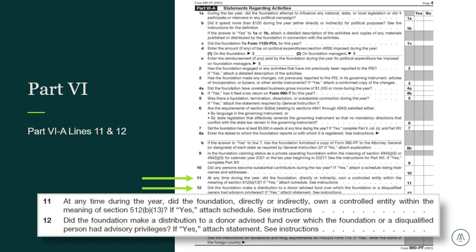If answered yes, of course, the instructions should also be looked at and studied, because transactions of this type may also result in self-dealing. So if a distribution was made from the foundation to, let's say, a donor advised fund over which the foundation or a disqualified person had advisory privileges, then in an attachment, you would state whether the foundation treated any such distribution as a qualifying distribution and explain how the distributions will be used to accomplish its exempt purpose. Essentially, this is, again, the IRS's way of asking questions to make sure there's no self-dealing.